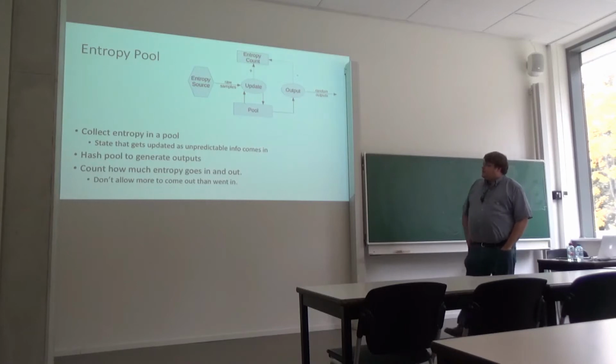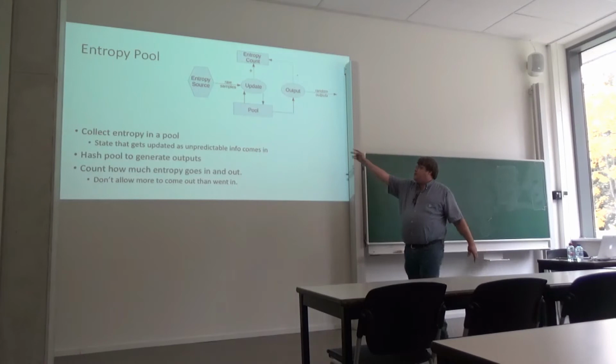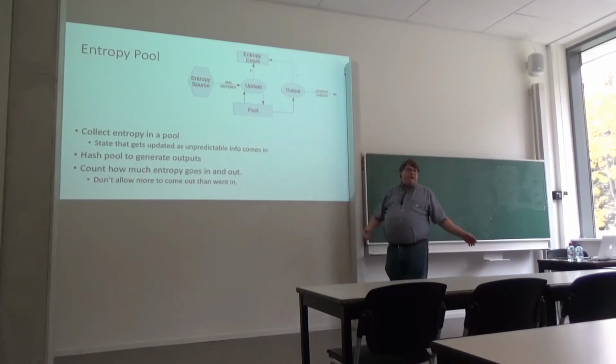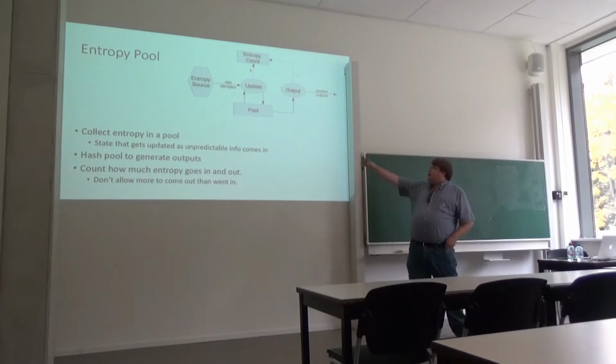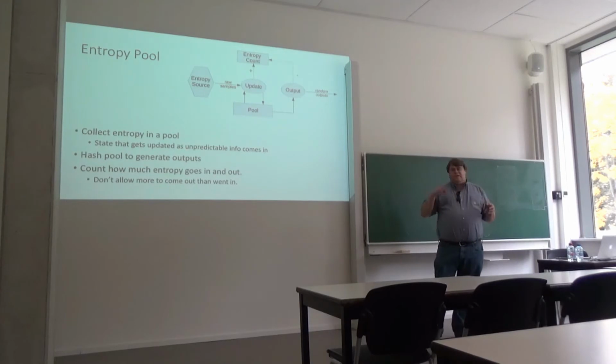The idea is basically you're counting how much entropy you have. So you've got a pool. This is basically some state. Okay, it might be an array of 16 32-bit words. And then you have an update function that mixes inputs into the state so that you hopefully update that state and spread that unpredictability around in it.